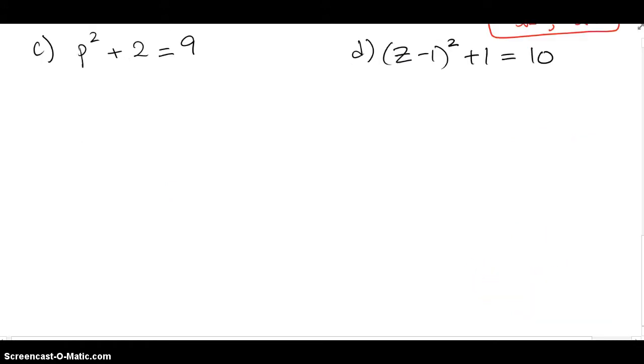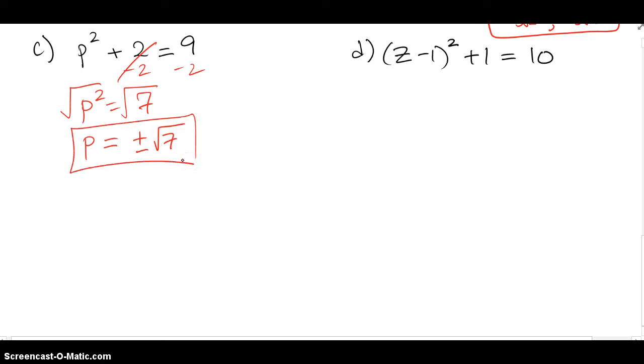We'll solve a couple more. So my goal is, remember, to get the squared quantity alone. Before I do anything, I've got to move the 2. So p squared is equal to 7. Now I'm ready to square root both sides. So p is equal to plus or minus square root of 7. And since I cannot simplify, I am done.